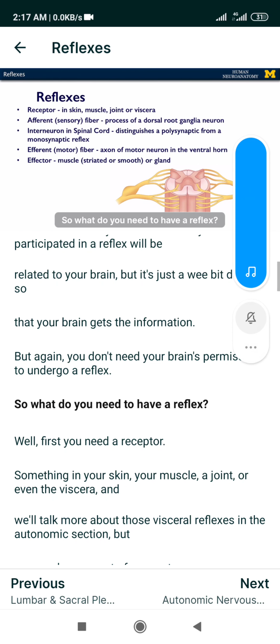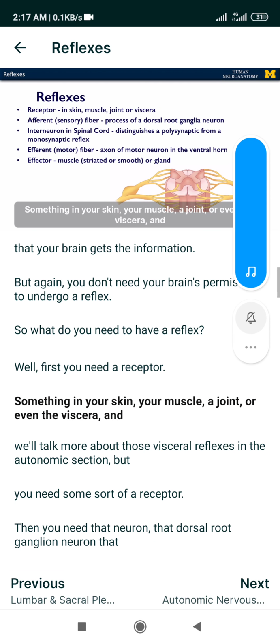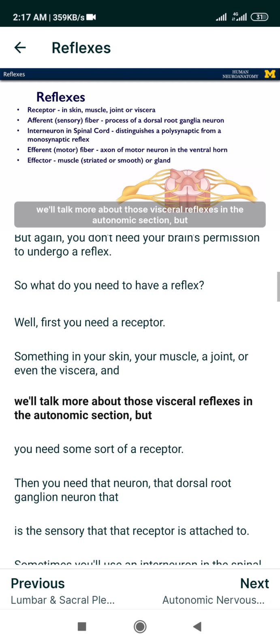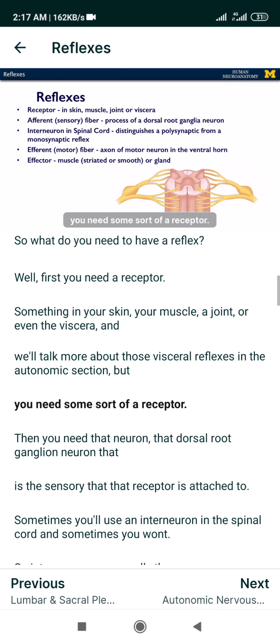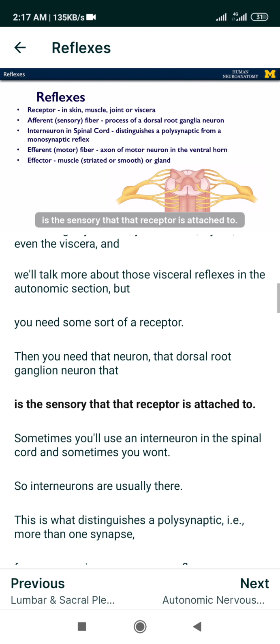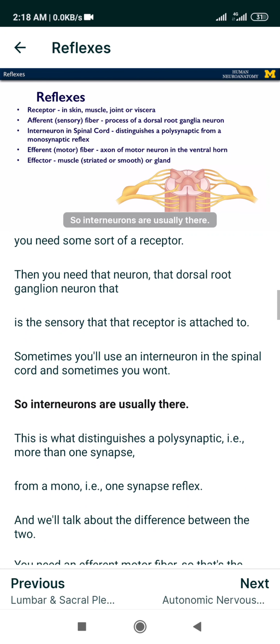So what do you need to have a reflex? Well, first you need a receptor, something in your skin, your muscle, a joint, or even the viscera, and we'll talk more about those visceral reflexes in the autonomic section, but you need some sort of a receptor. Then you need that dorsal root ganglion neuron that the receptor is attached to. Sometimes you'll use an interneuron in the spinal cord and sometimes you won't. So interneurons are usually there.